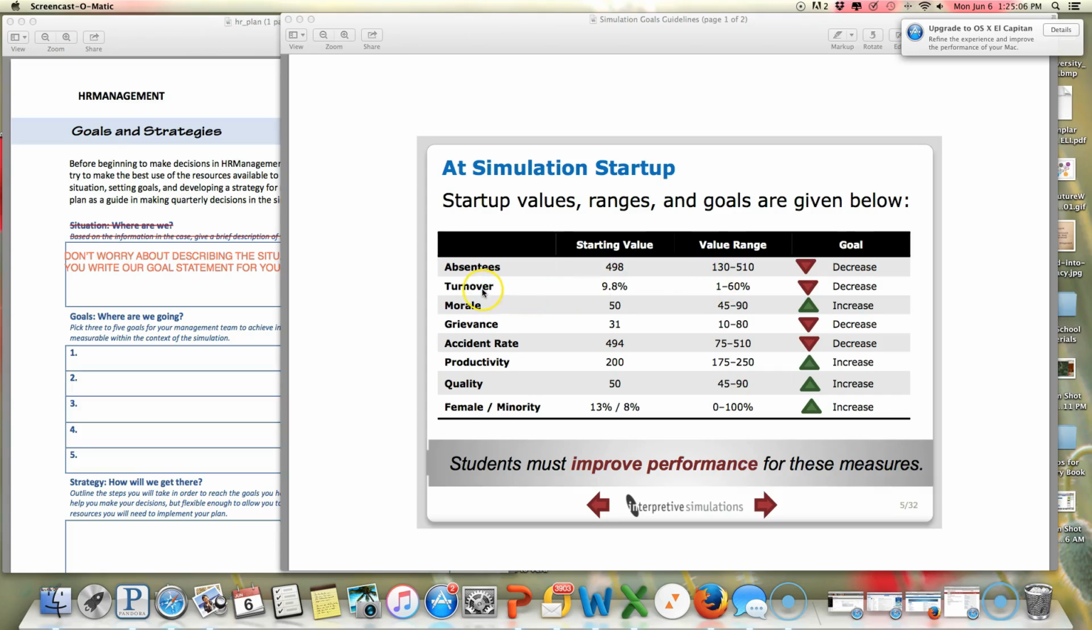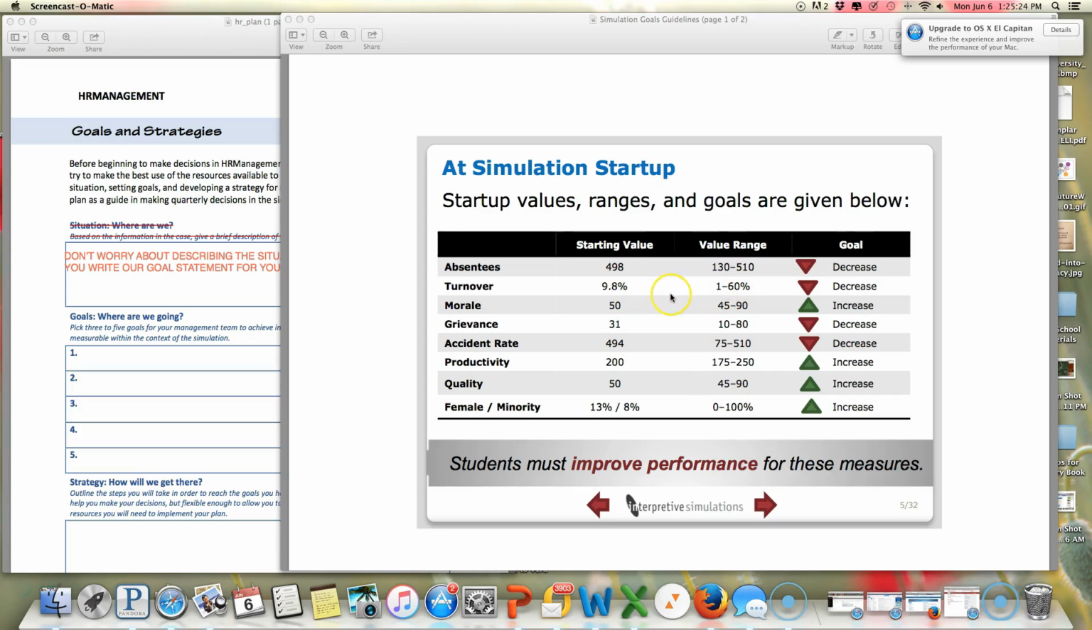Your turnover rate over here, the starting value is 9.8% of the employees leave. It could be as high as 60%, but as low as 1. 9.8 is pretty high, and certainly if you hit 60%, you're way out of whack. You want to decrease your turnover rate.